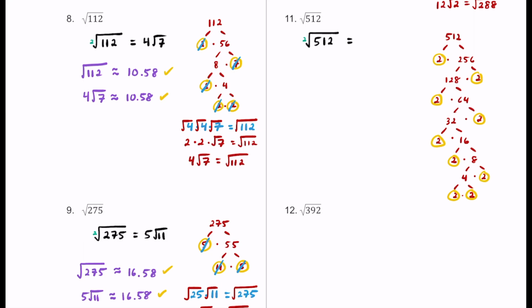Okay, so a 2 and a 2 pair together to make 4. I'm going to write it right over here. Another pair of 2s makes another 4, another perfect square. Another pair of 2s makes another perfect square.